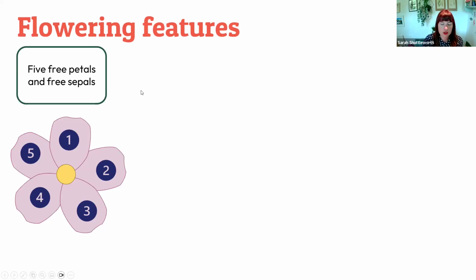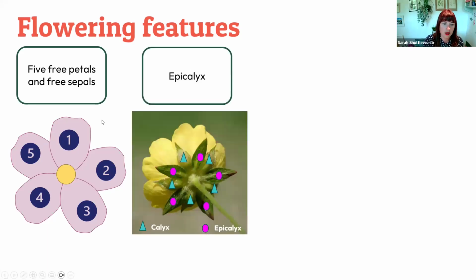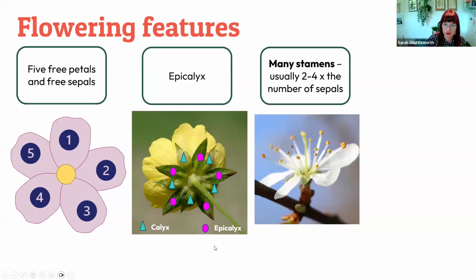But the flowering features, one of the nice things about this is that we have 5 free petals. So unlike quite a lot of the other species we've covered so far, we've actually got separate petals, and separate sepals as well. And we've also got a fun little thing called an epicalyx. Essentially, we've got our calyx, which is the sepals that are fused together, and they would have been protecting the bud when it was developing. But then we've also got these extra little bits that you could be mistaken for thinking were part of the original calyx, but actually this is separate, and it's like an extra calyx, hence it's called an epicalyx.